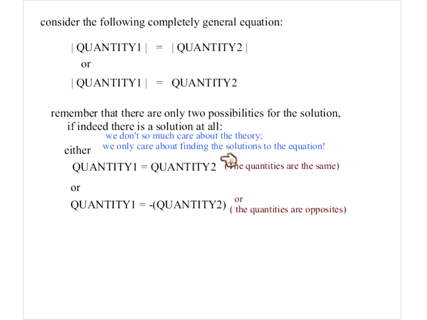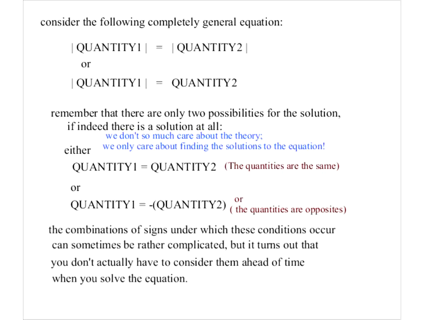So we're going to look at an example on the next page. But the conditions of signs under which these happen can be rather complicated. But it turns out that you don't have to think about them when you solve the equation. In other words, you don't have to do a lot of what you guys have been talking about on the forums and so on and so forth.